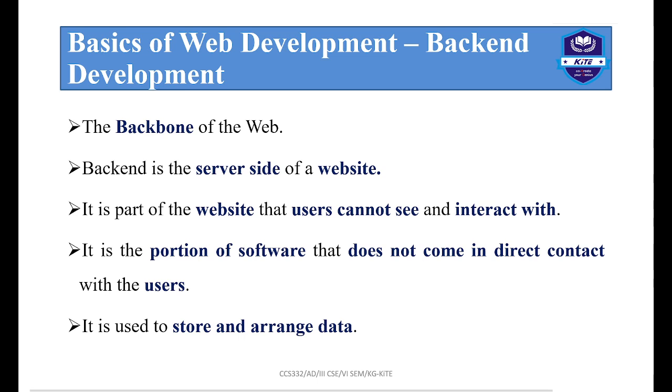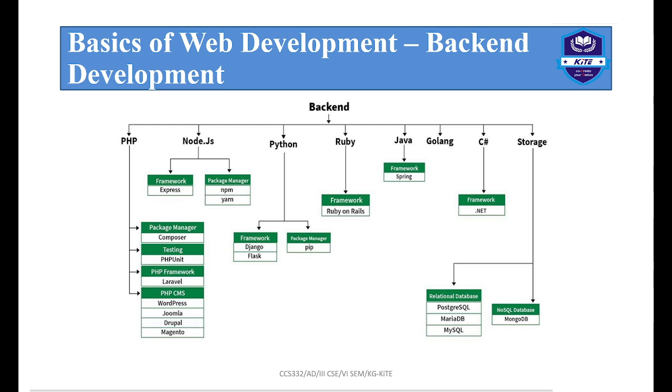So this portion of software does not come in direct contact with the users. It is used to store and arrange the data. So this is the flowchart of your backend: PHP, Node.js, Python, Ruby, Java, Golang, C Sharp, and storage. Your storage is mainly of relational databases and NoSQL databases. It is PostgreSQL, MariaDB, MySQL, whereas MongoDB is used currently.